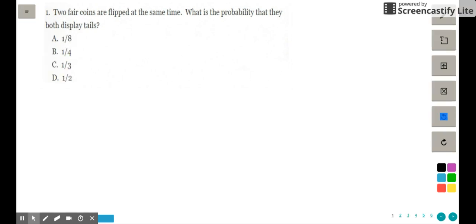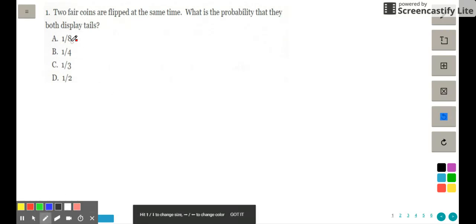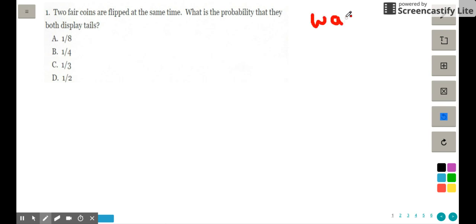Today, we are going to be focused on probability. With today's question, it says two fair coins are flipped at the same time. What's the probability they will both display tails? So, probability is what you want to happen, so that goes at the top. And then on the bottom is the total options that there are.